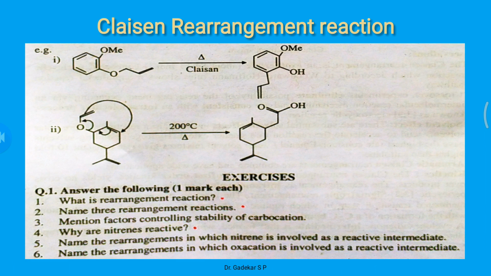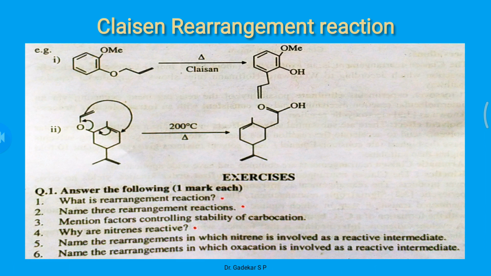Another example of the Claisen rearrangement reaction: an ortho-methoxy vinyl ether reacts with heat. If we heat it, it forms the ortho-vinyl product. Similarly here, six-membered ring formation is more important, and a 3,3 sigmatropic rearrangement takes place to form an acid.